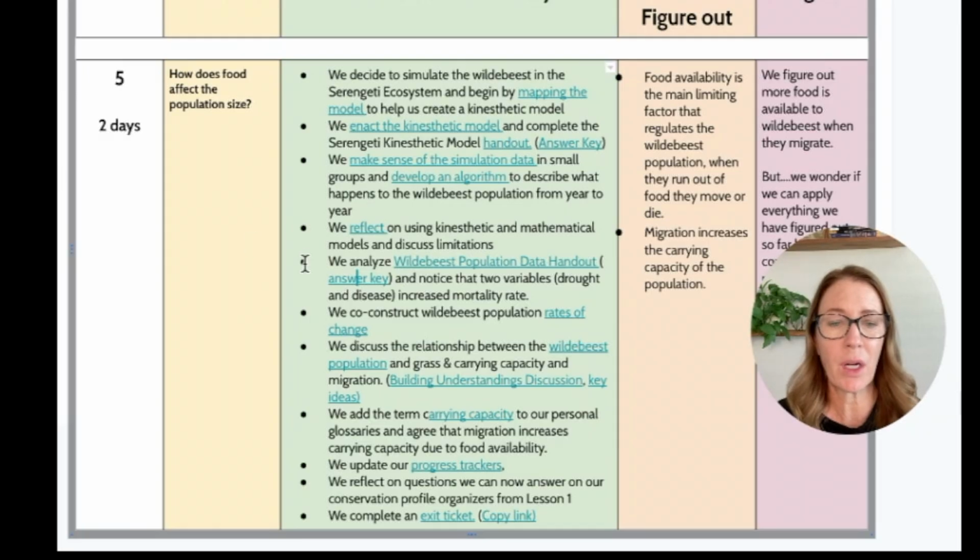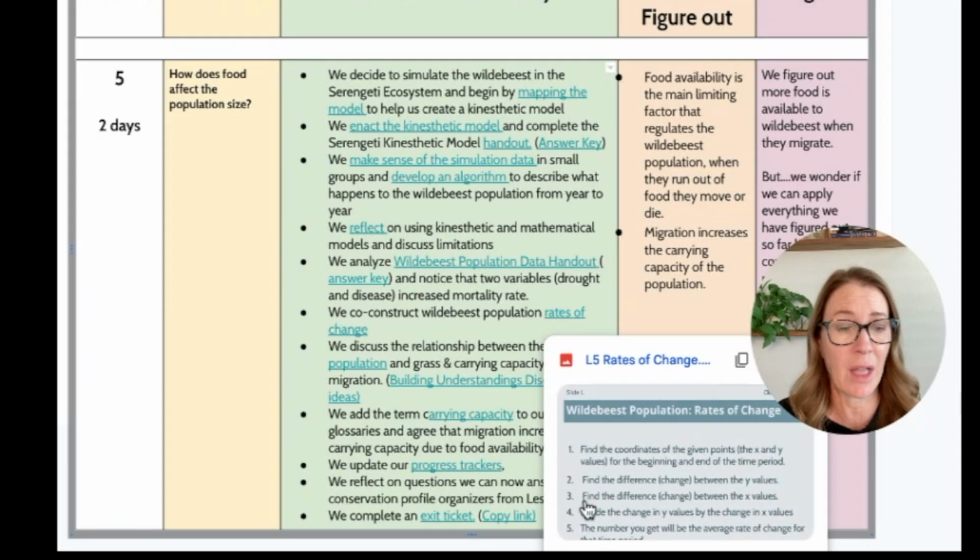Okay, so then we're going to co-construct the population rates of change. That's what I just explained to you. There is a slide that supports it. You find the difference between the X values and the Y values.